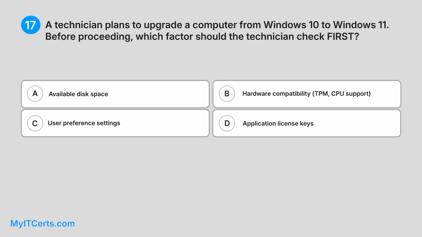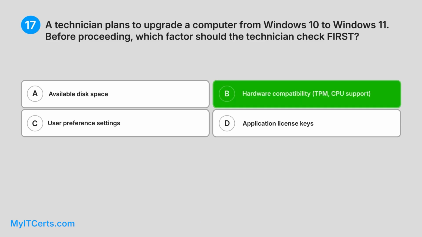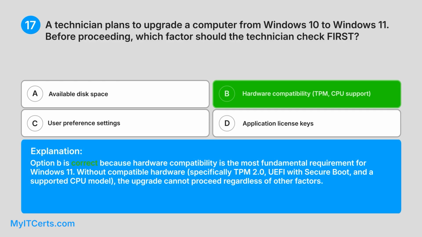Correct answer: B. Hardware compatibility, TPM, CPU support. Explanation. Option B is correct because hardware compatibility is the most fundamental requirement for Windows 11. Without compatible hardware, specifically TPM 2.0, UEFI with secure boot, and a supported CPU model, the upgrade cannot proceed regardless of other factors.